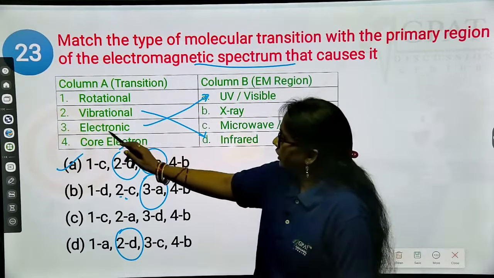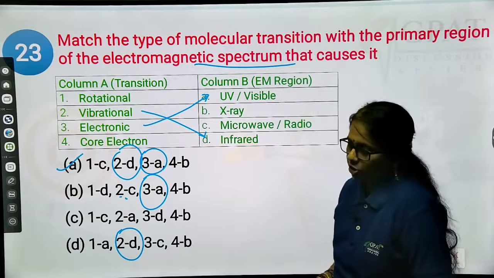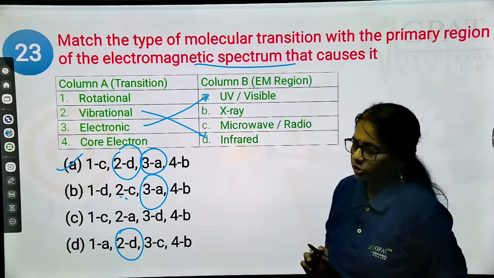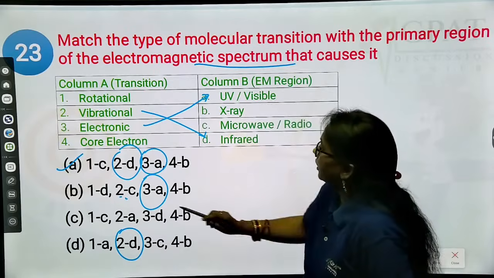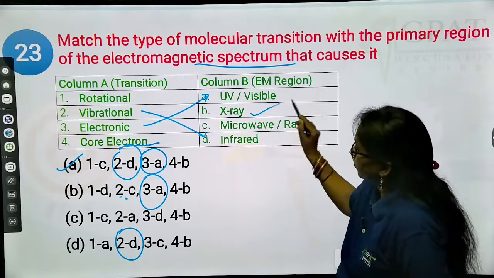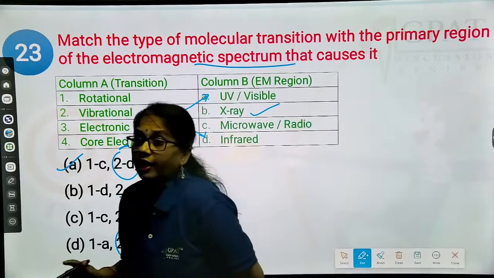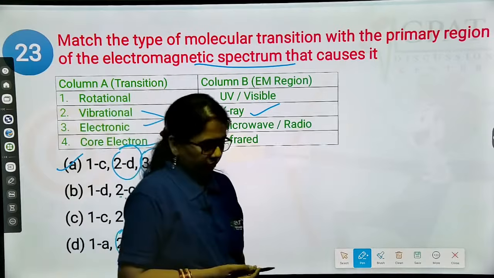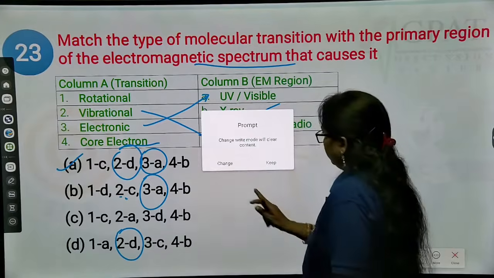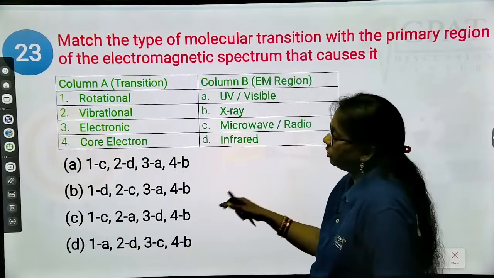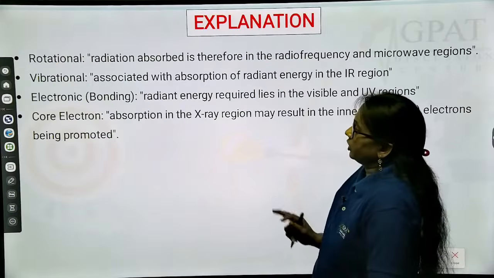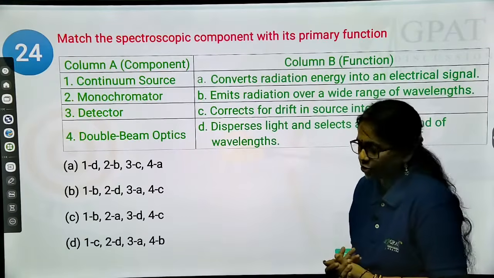If you observe, the rotational energies are going to be associated with the microwave. Okay, that is why 1C is going to be the one. And whenever the core electrons are involved, it means X-ray, and in electron spin resonance spectroscopy, ESR, there also electrons are involved. So what is the right option here now? Option A is the suitable one. Okay, so easily you can answer this matching.